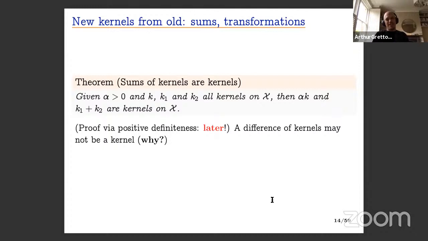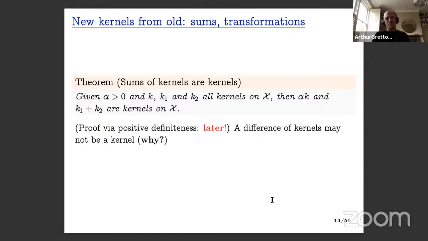A kernel, you can think of as a measure of similarity between objects. So it's a dot product between features. If the dot product is large, then these features are probably well aligned and the objects are similar. If the dot product is small, then these features are close to being orthogonal.